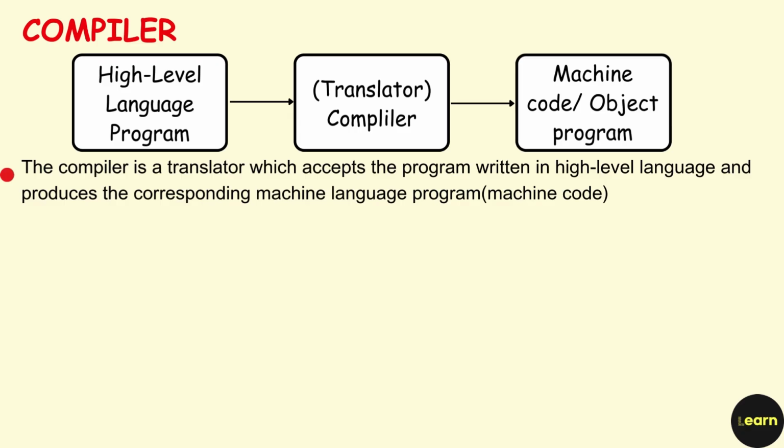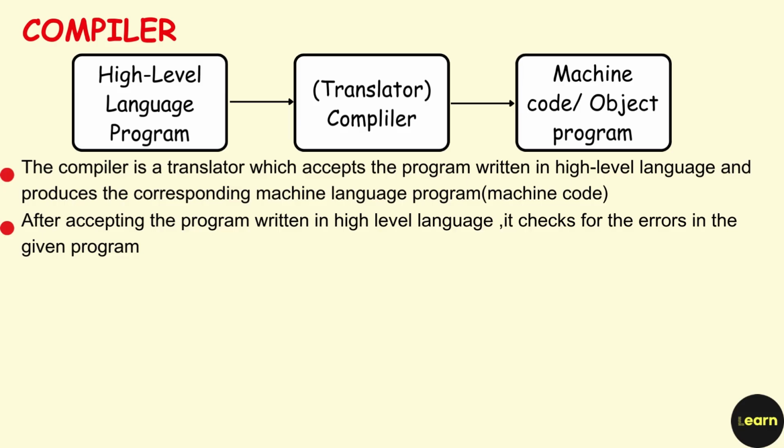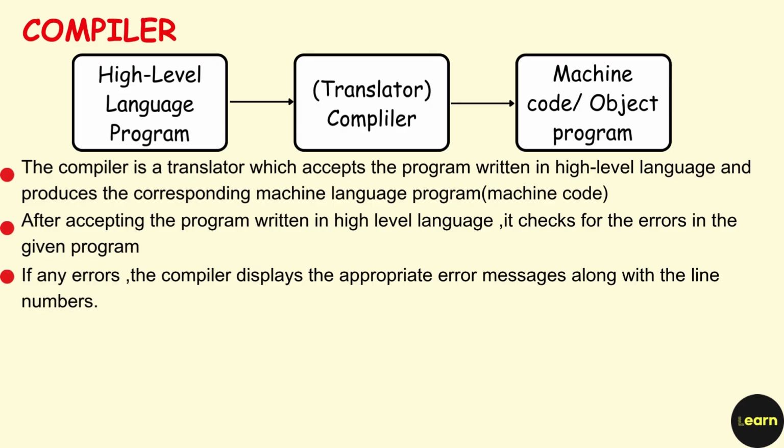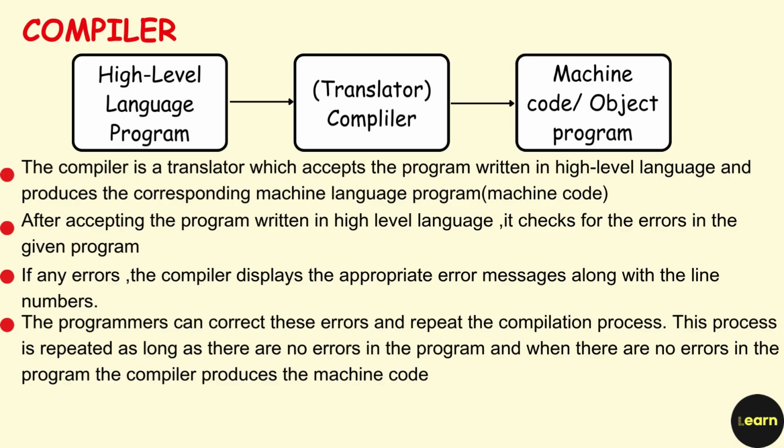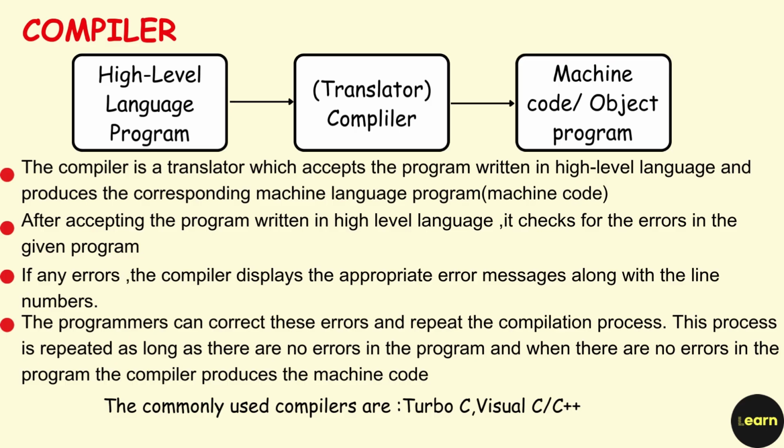The compiler is a translator which accepts the program written in high-level language and produces the corresponding machine language program or machine code. After accepting the program written in high-level language, it checks for the errors in the given program. If any errors, the compiler displays the appropriate error messages along with the line numbers. The programmers can correct these errors and repeat the compilation process. This process is repeated as long as there are no errors in the program. And when there are no errors in the program, the compiler produces the machine code. The commonly used compilers are Turbo C, Visual C or C++.